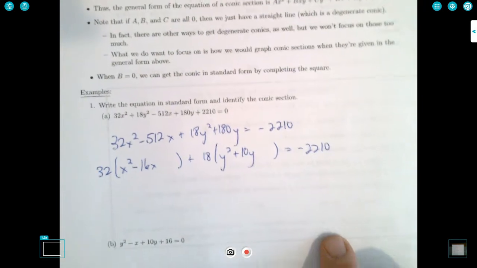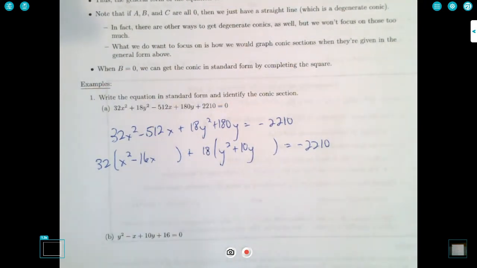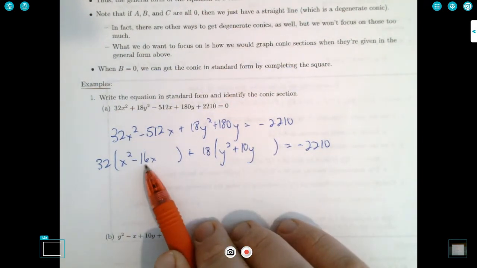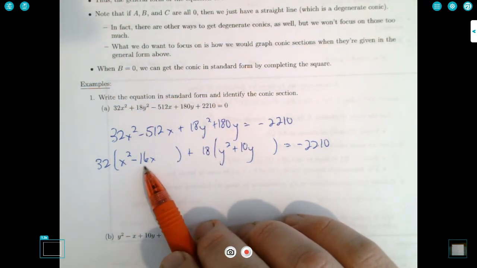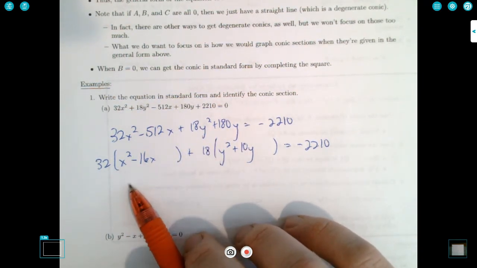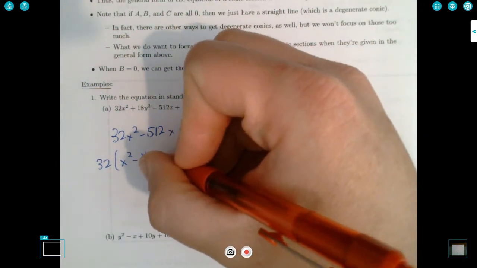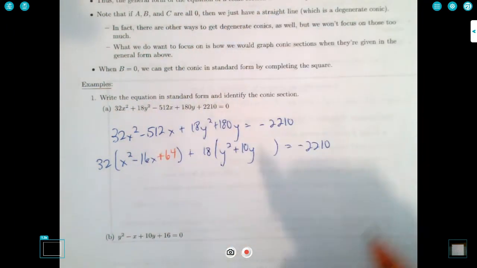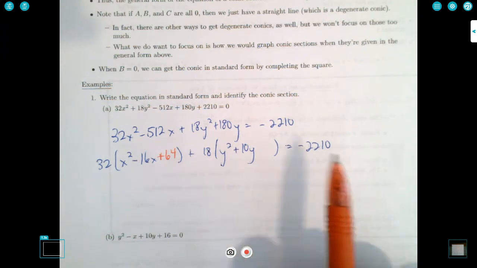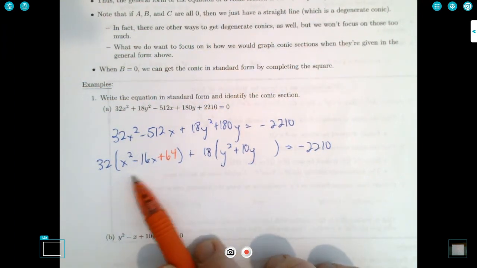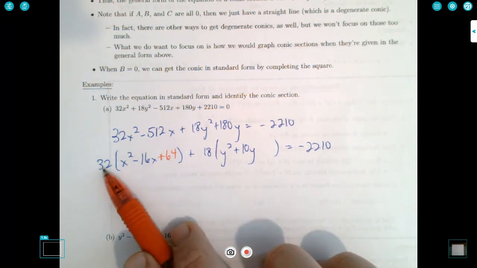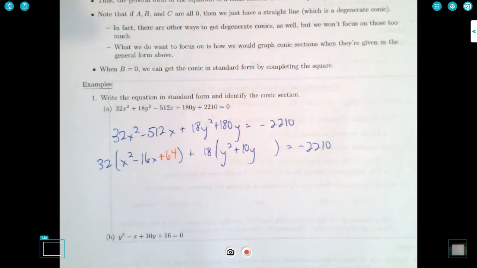And then you complete the square. To complete the square, you take the middle term, divide it by 2, and then square the result. So 16 divided by 2 is 8, and 8 squared is 64. So I'm going to add 64 here. Now, I don't get to do that for free. I need to balance it on the other side. By adding a 64 inside of this set of parentheses, I'm really adding 32 times 64, which is 2048.